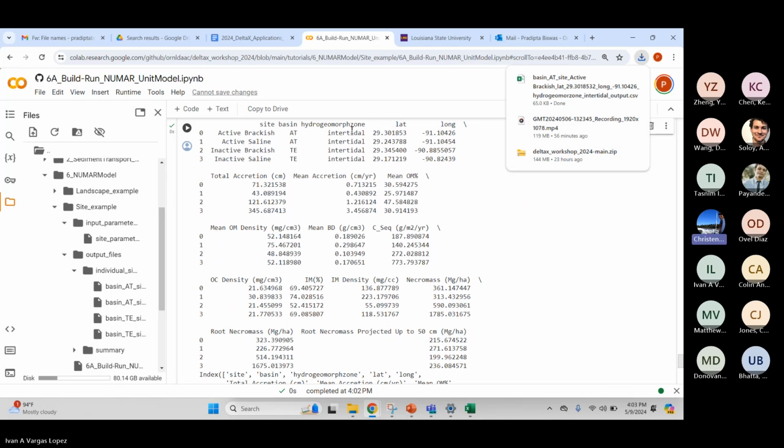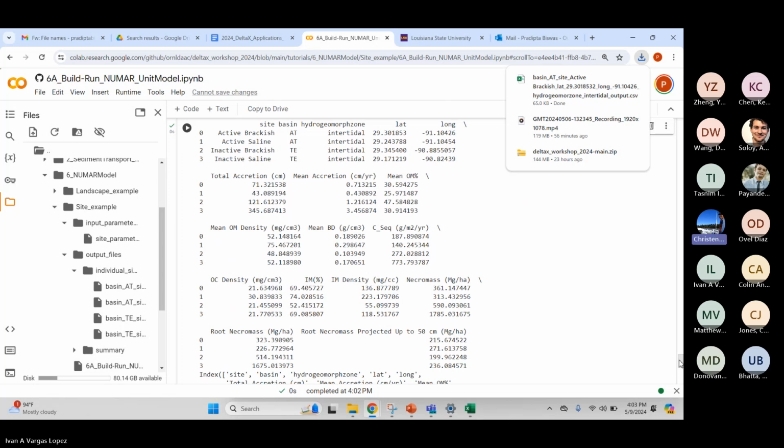Okay, so it actually predicts the total accretion for 100 years, also the mean accretion in centimeter per year. In the accreted material, what is the mean organic matter percentage and mean organic matter density, bulk density, and carbon sequestration, organic carbon density. And also the necromass in the soil.